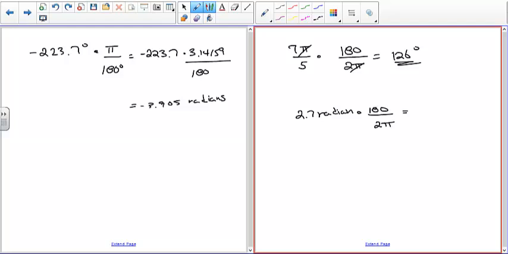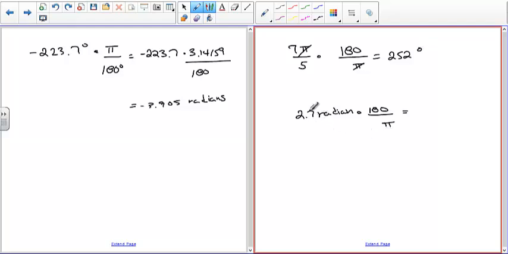Oh, actually, yeah, I made a mistake here. So this should not be 2. It should just be 180 divided by pi. Okay, so let's fix that. So 7 times 180 divided by 5. Should have realized that. 7 times 180 divided by 5. So I get 252 degrees.